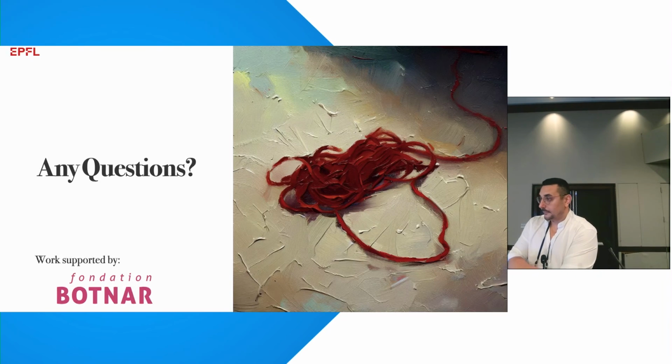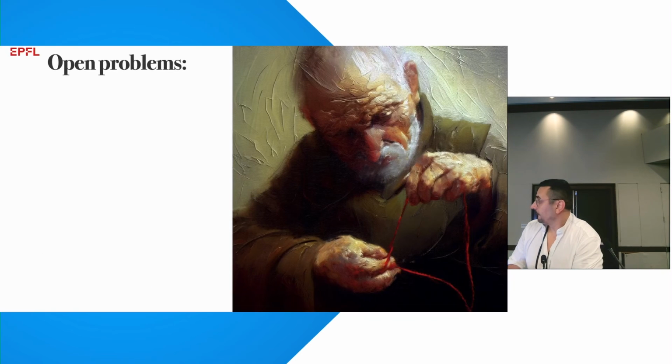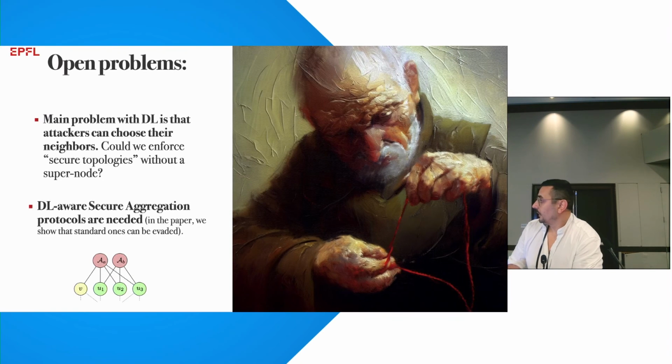I didn't get your last point about secure aggregation. What exactly do you mean here by secure aggregation? For example, secure multi-party computation, or adding differential privacy to the gradients, or what is it and why is it not working? Yeah, okay. With secure aggregation, we refer to a specific functionality.